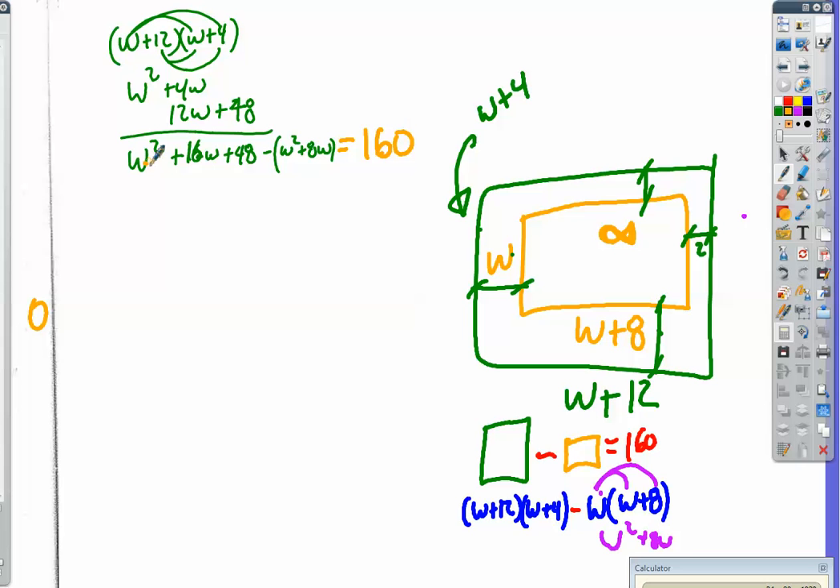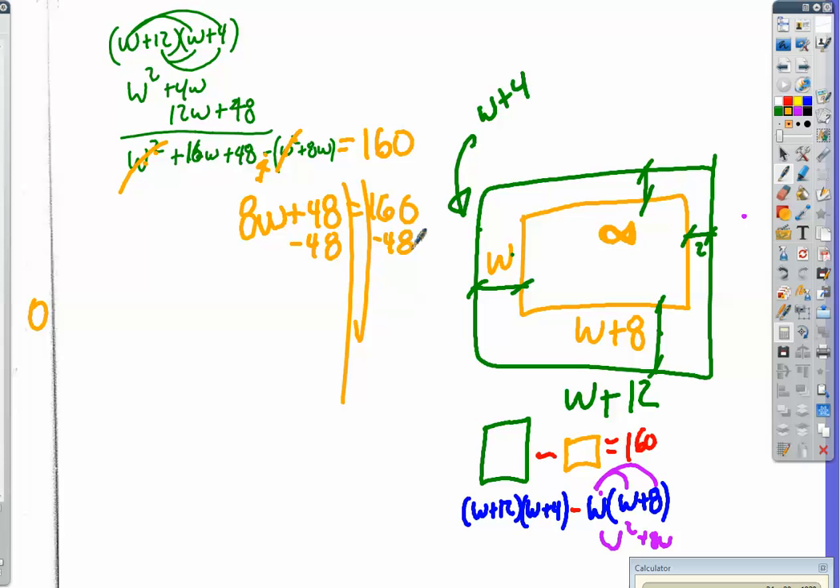So what is w squared minus w squared? Well, they just cancel out. What is 16w plus 8w? But that's not plus 8w because I have this pesky subtraction sign. What is 16w minus 8w? That would be 8w. I still have my plus 48 because I have no other numbers to combine it with. Oh, so this is something I can solve really easily. The opposite of adding 48 is subtracting 48. So I have 8w is equal to 112. The opposite of multiplying by 8 is dividing by 8. Divided by 8.